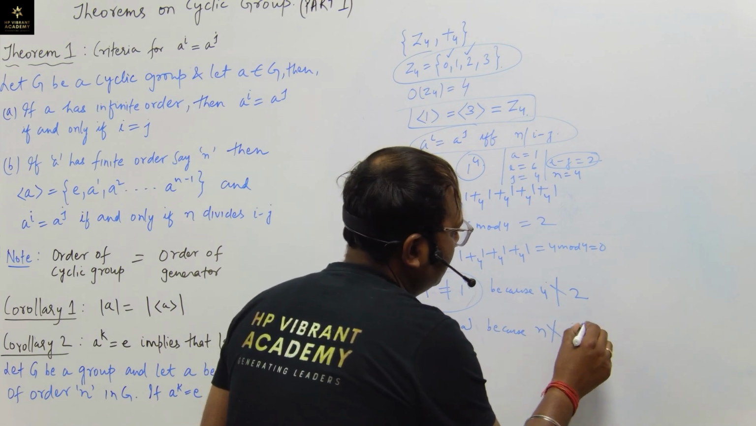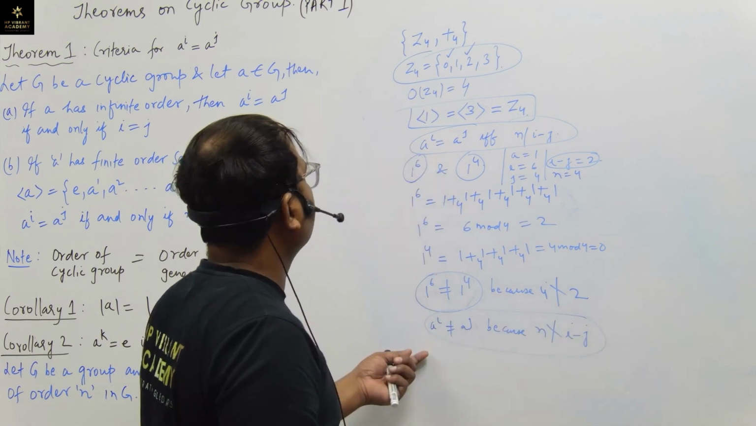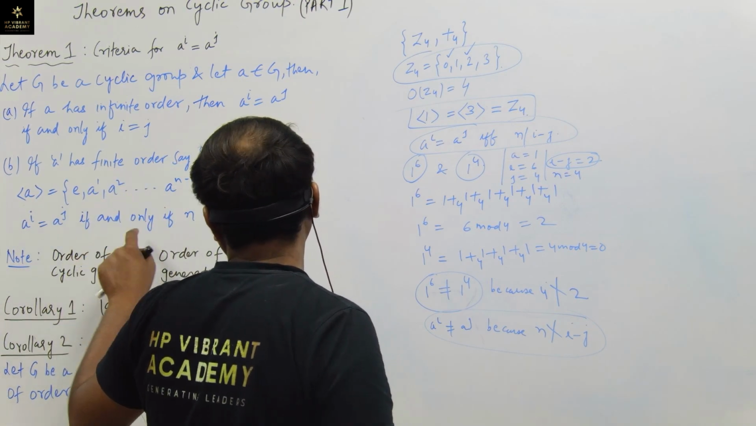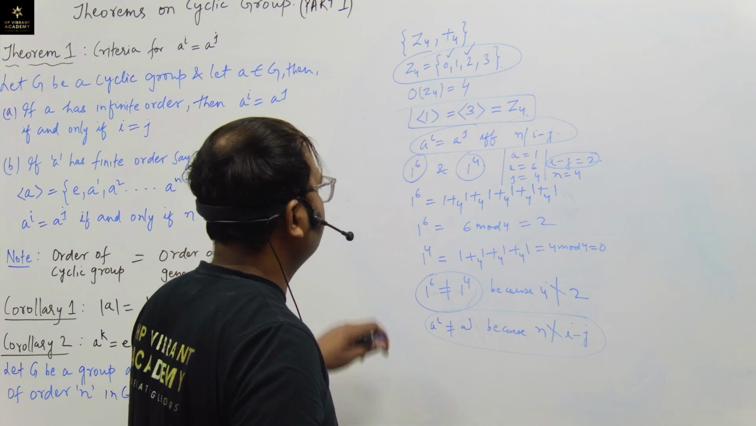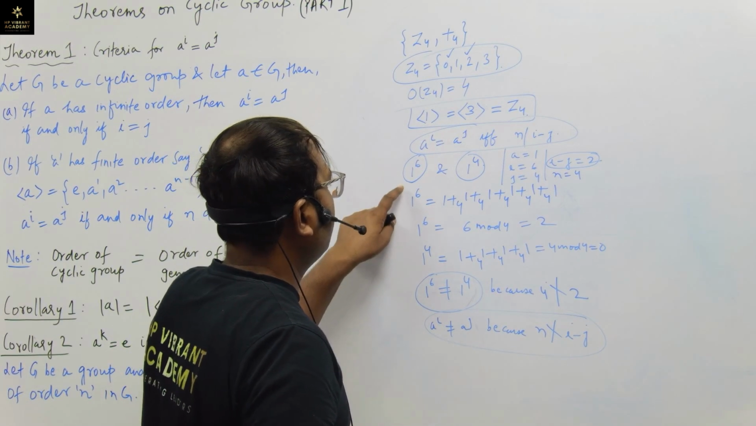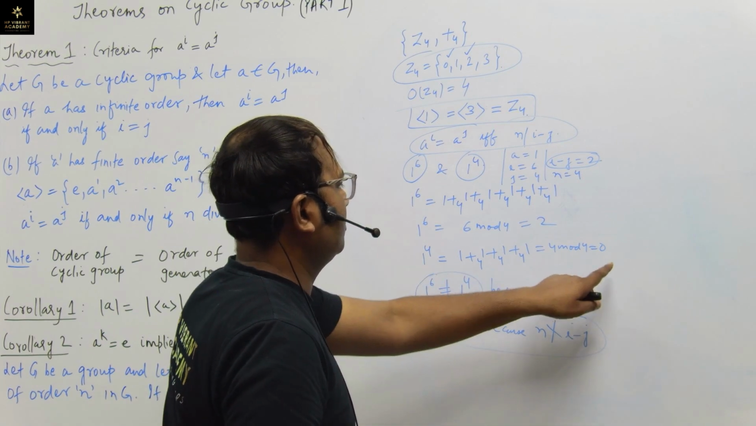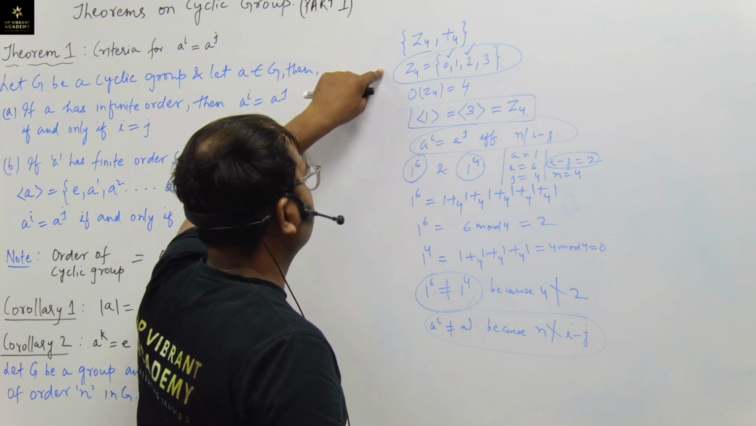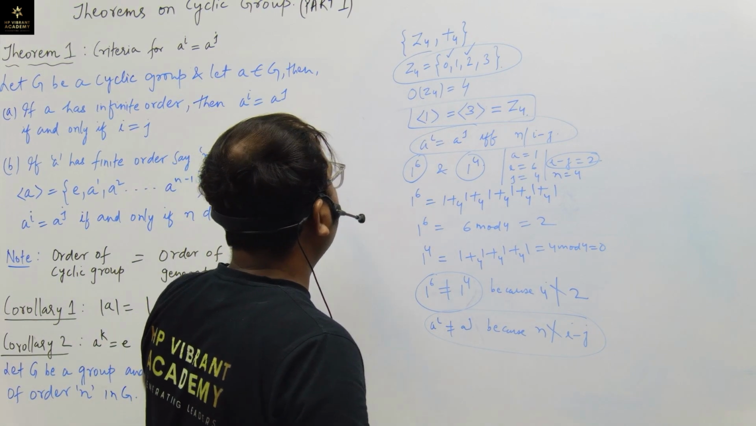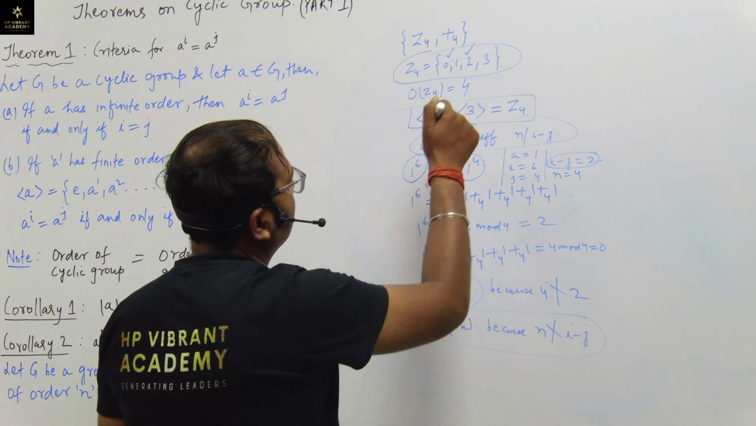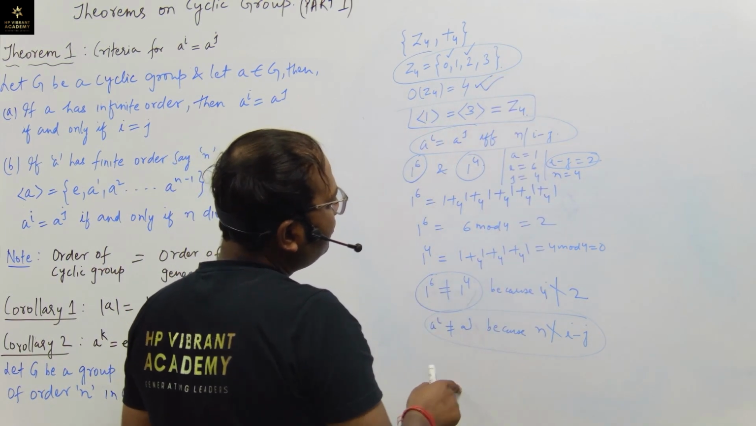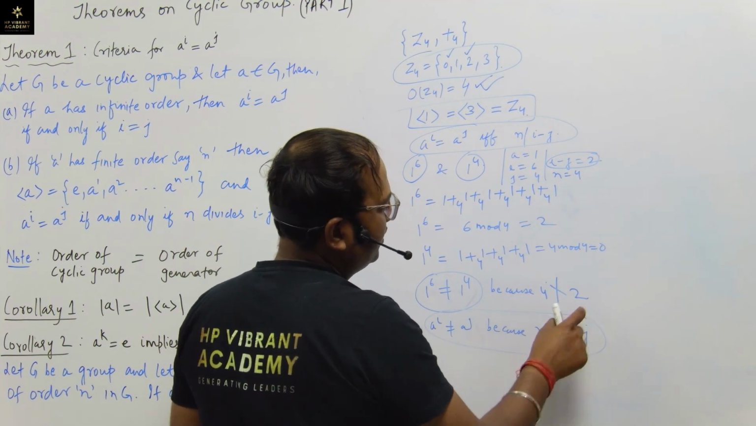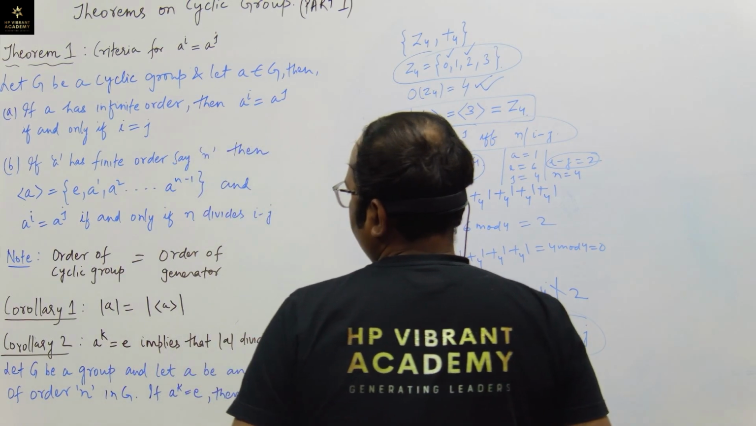So if a is of finite order, meaning the generator has a finite order, then a to the power i is equal to a to the power j if and only if n divides i minus j. We have shown this with this example. 1 to the power 6 is equal to 2 and 1 to the power 4 is equal to 0. Here n is equal to the order of the generator, so the order of the generator is 4. Here n is not dividing i minus j, since 4 is not dividing 2. Now let us proceed further.